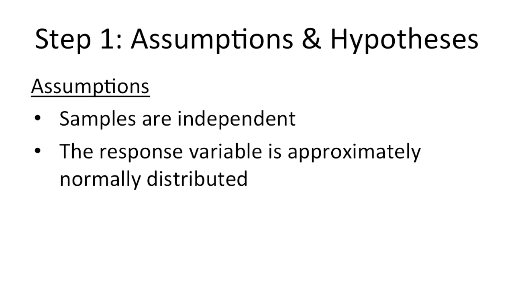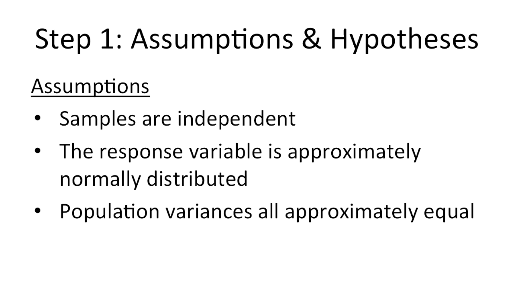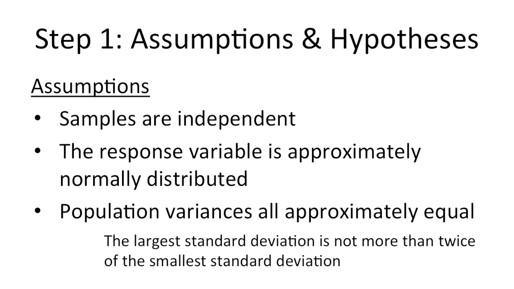The response variable is approximately normally distributed. We are told in this scenario to assume that number of hours watching television is normally distributed in the population, so this assumption has been met. And finally, population variances are all approximately equal. Recall, we're going to check this assumption by looking at the sample standard deviations. So let's go to Minitab Express and compute the sample standard deviations for the 3 groups.